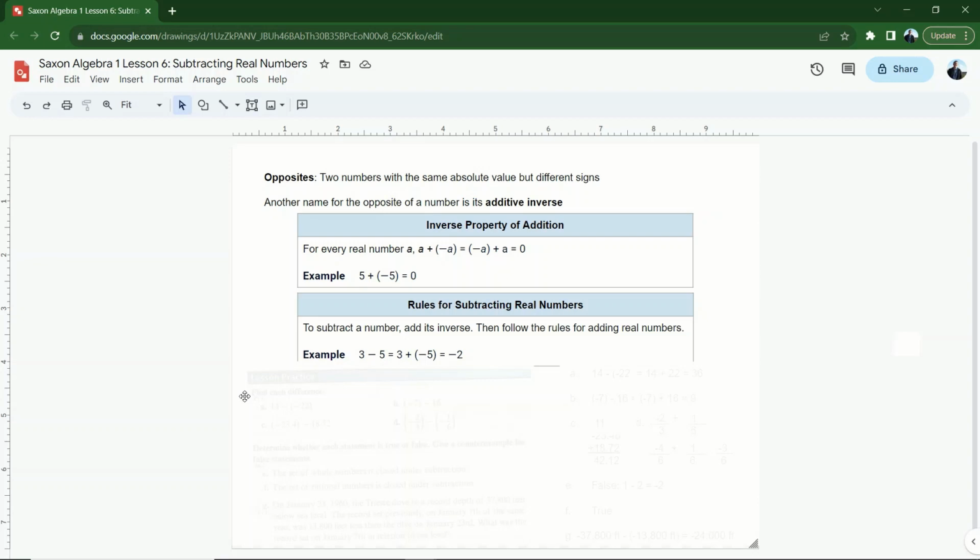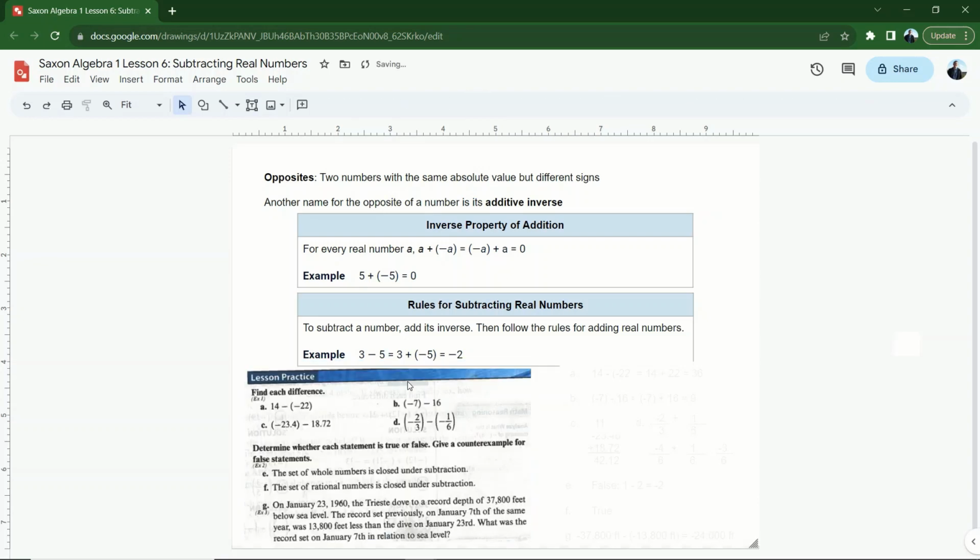That's the lesson. So let's go ahead and work some examples, because actually this lesson is way easier to understand if we work some examples. So letter A, 14 minus -22. But wait a second, to subtract two numbers, I just add the inverse. So whenever I subtract a negative, it's the same as just adding numbers. Minus the opposite is taking the opposite of the opposite, which is positive. So instead of 14 minus -22, this actually becomes 14 plus 22.